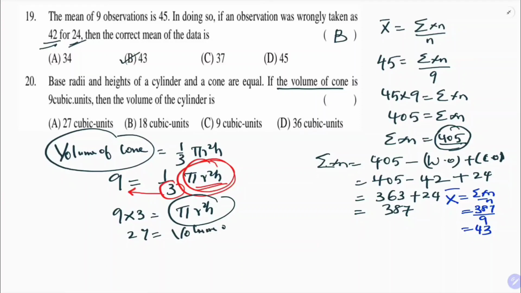So pi r square h is nothing but the volume of cylinder. The volume of cylinder is 27 cubic units. So correct option is A.